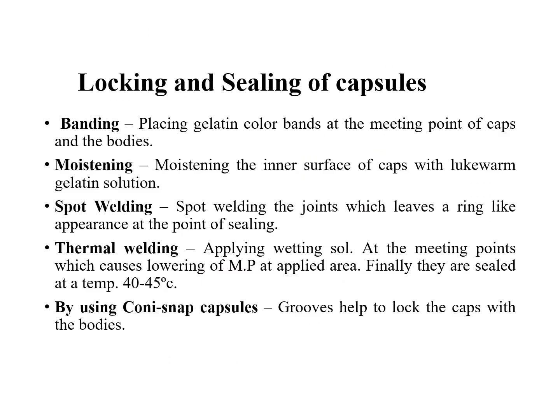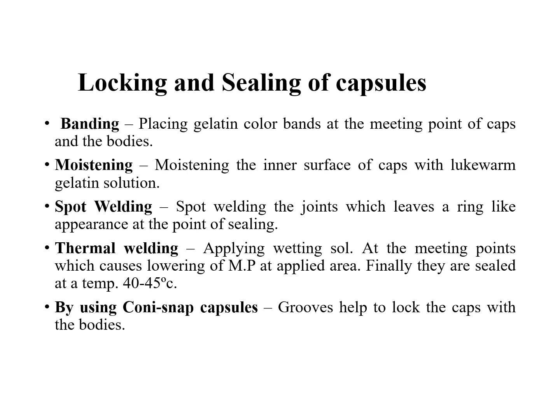Locking and sealing of capsules. Banding: placing a gelatin color band at the meeting point of the caps and the bodies. Moistening: moistening the inner surface of the caps with lukewarm gelatin solution. Spot welding: spot welding the joints, which leaves a ring-like appearance at the point of sealing. Thermal welding: applying wetting solution at the meeting points, which causes lowering of the melting point in the applied area. Finally, they are sealed at a temperature of 40 to 45 degrees Celsius.